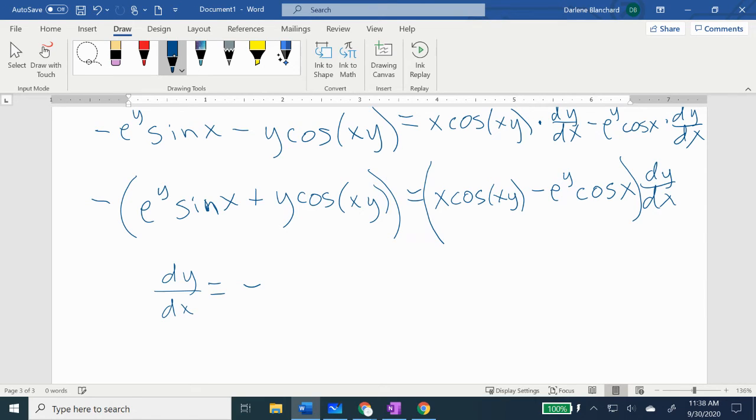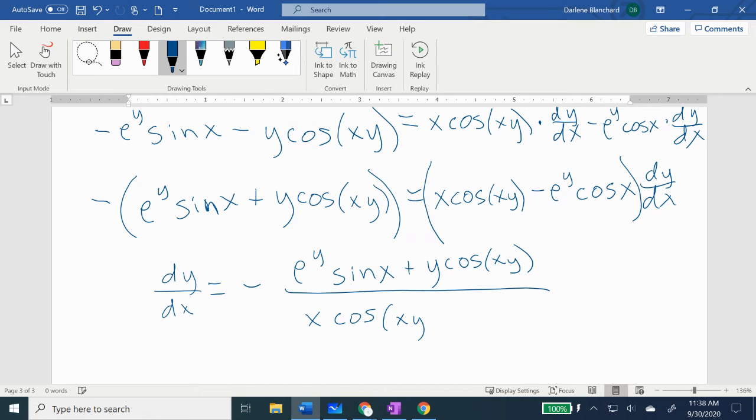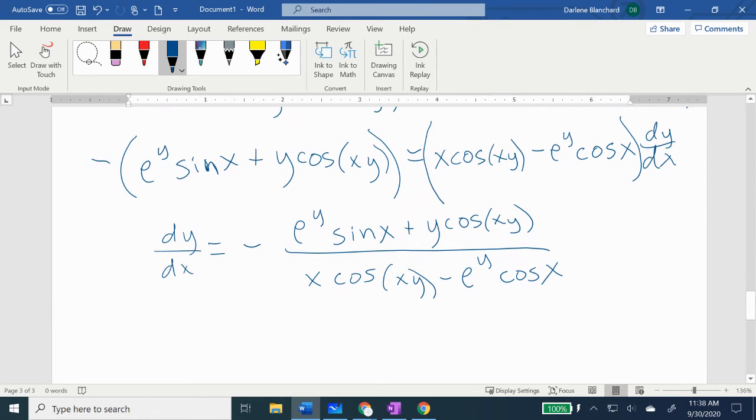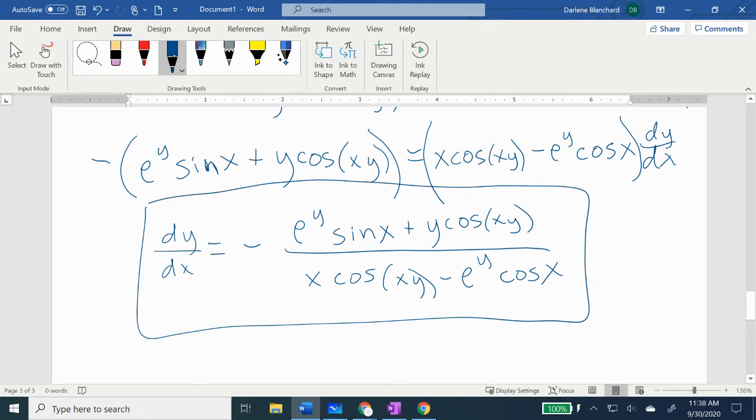So I have this negative sign here. I have e to the y sine x plus y times the cosine of xy divided by... and if I were to take this, so this could be an answer. If I decide to do it, I can take this and go voila. And if I want, reverse the subtraction order. Same thing either way.